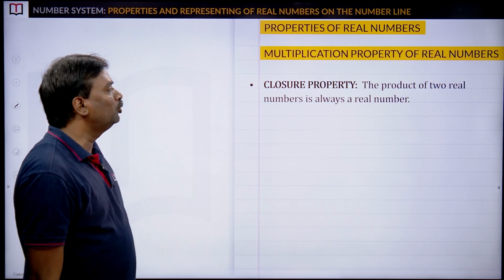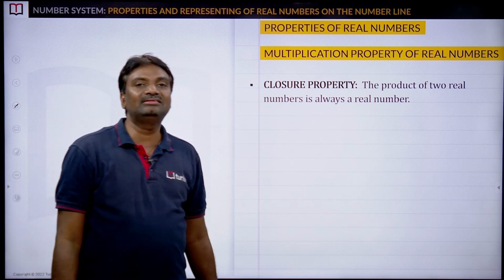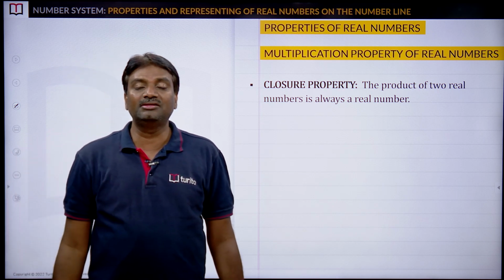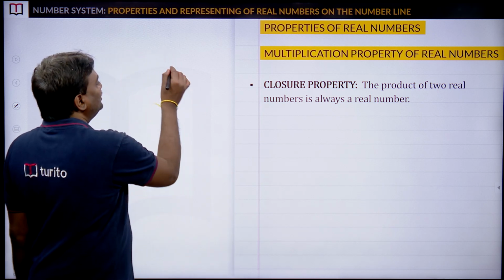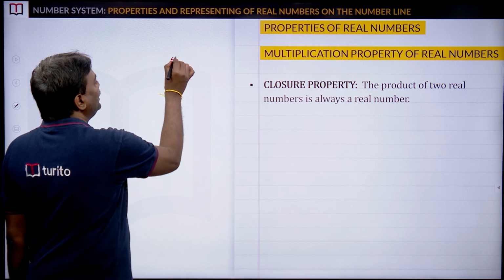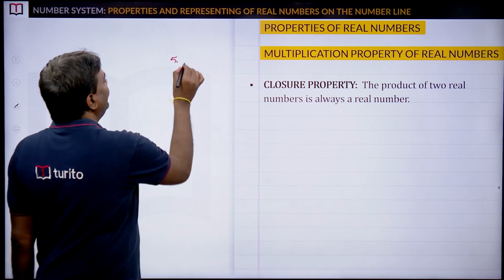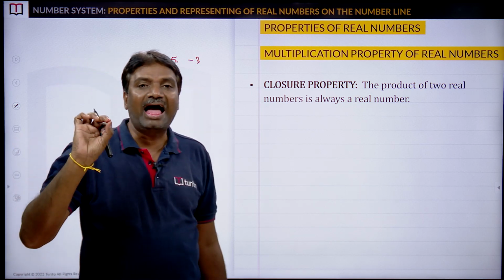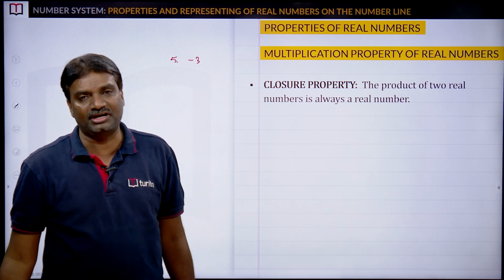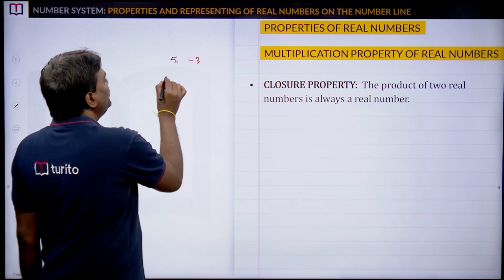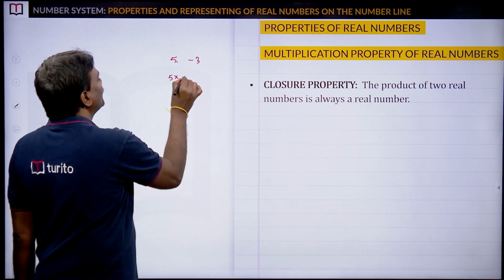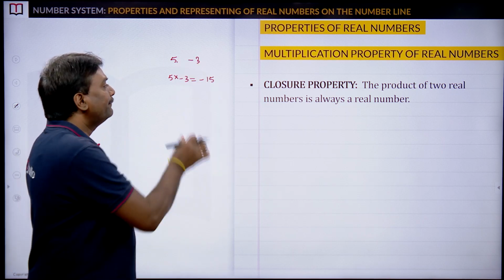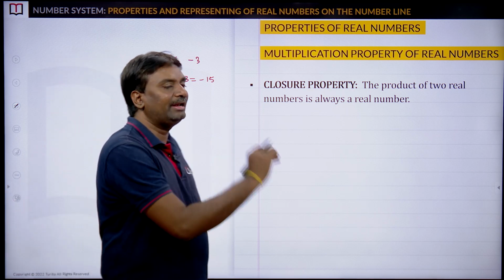The product of two real numbers is always a real number. You may take the product between any two real numbers. For example, suppose the first number is 5 and the second number is minus 3. You may take the two real numbers as you wish, there is no restriction. Multiply them, what will you get? 5 into minus 3 equal to minus 15. Clearly, minus 15 is also a real number.